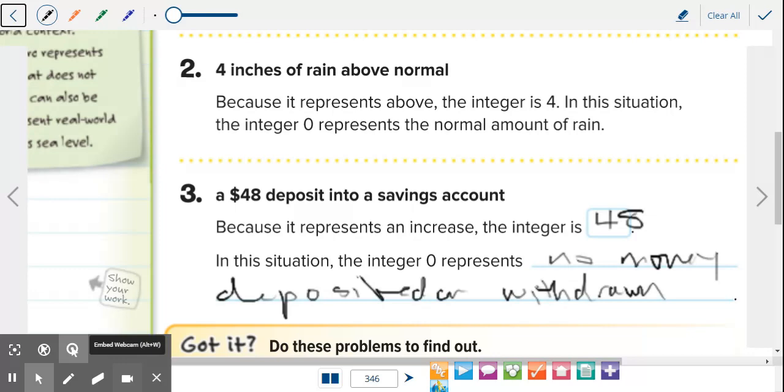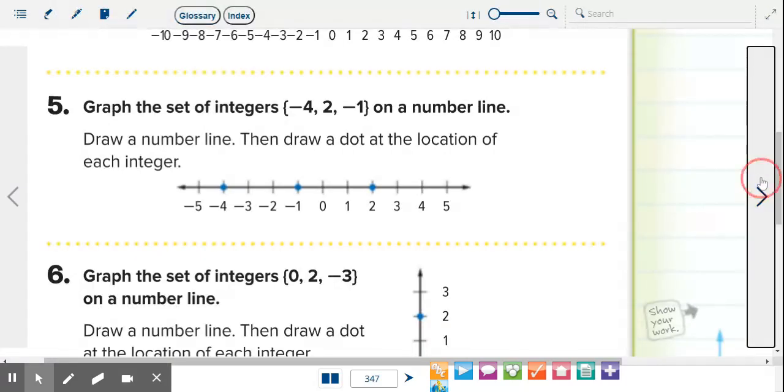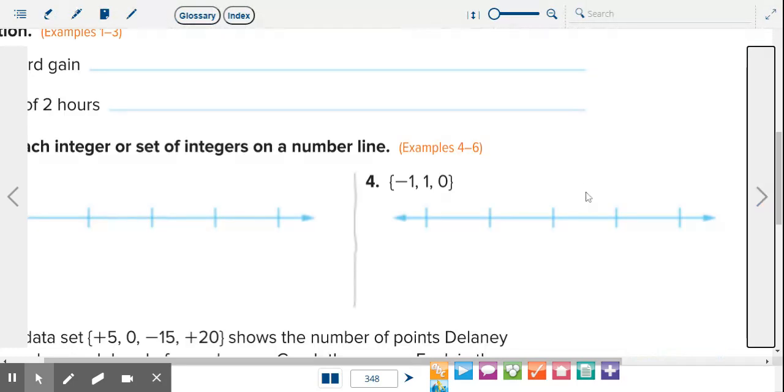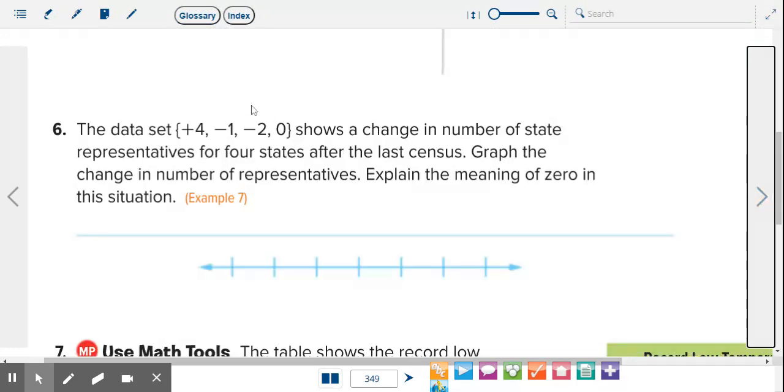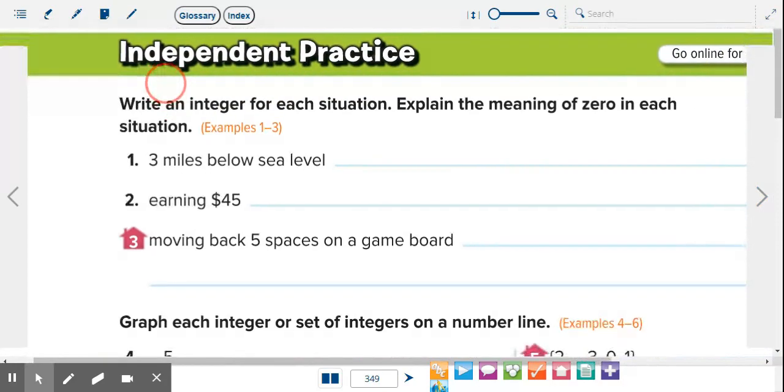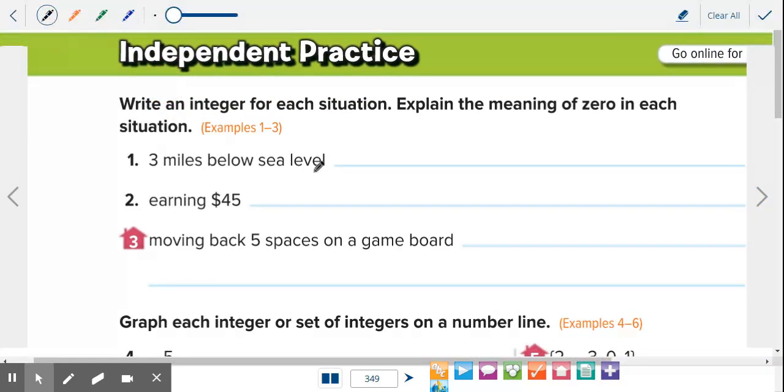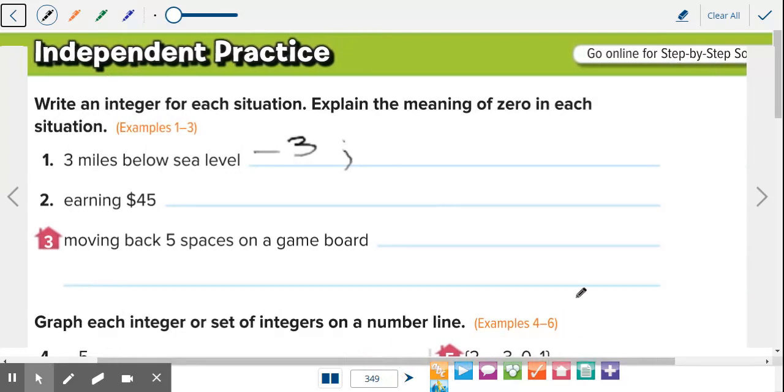All right, let's jump over a couple pages. This is what we're going to work on further right now. We're working on coming up with a number to represent the situation and explain the 0 for that situation. So this first one, number 1, 3 miles below sea level. What number would we use there? Brody? Negative 3. Okay, so that's the first part. Now we have to explain what 0 means.